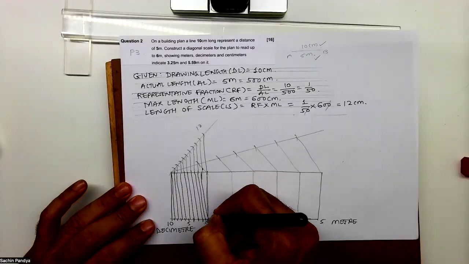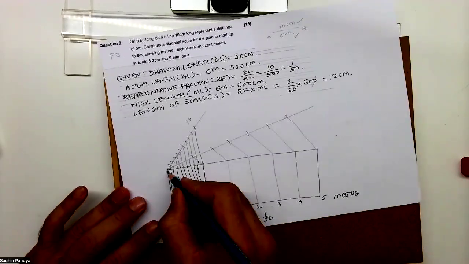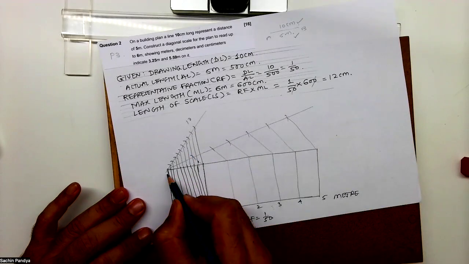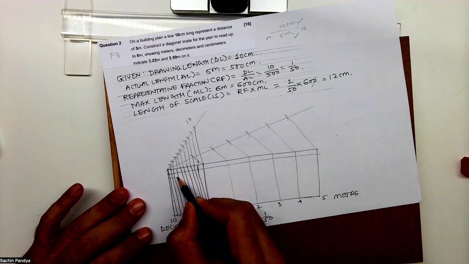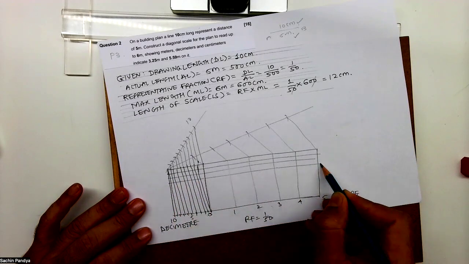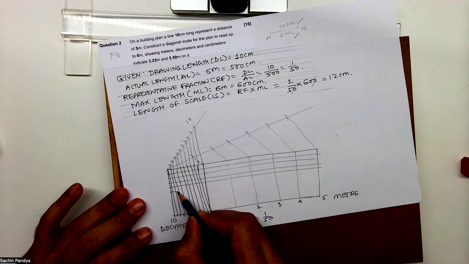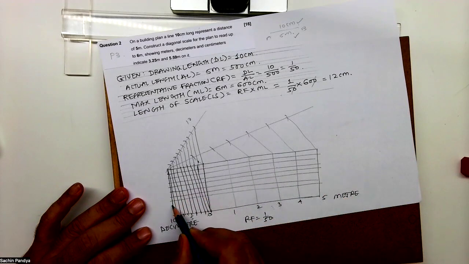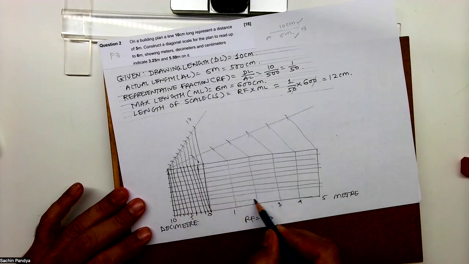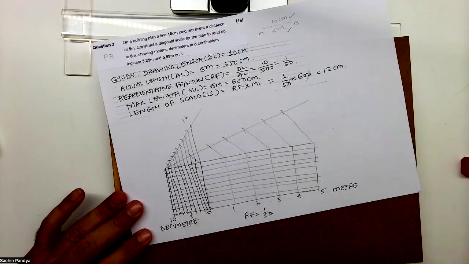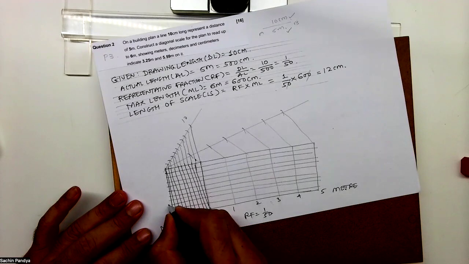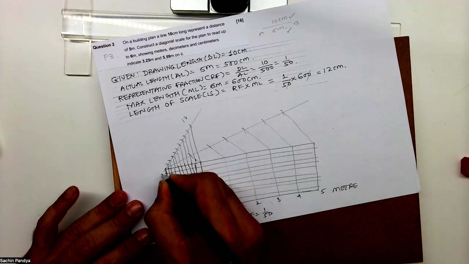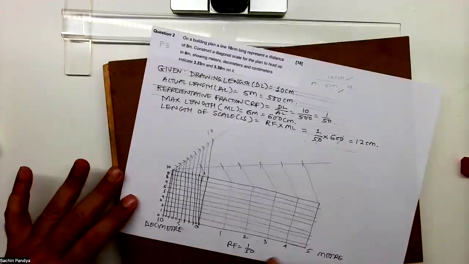This is vertical line. Then what we'll do, we'll divide this vertical line, which is 5 centimeter, 50 millimeter, into 10 parts. So 1, 2, 3, 4, 5, 6, 7, 8, 9, 10. So this is 0, 1, 2, 3, 4, 5, 6, 7, 8, 9, 10. This is centimeter.